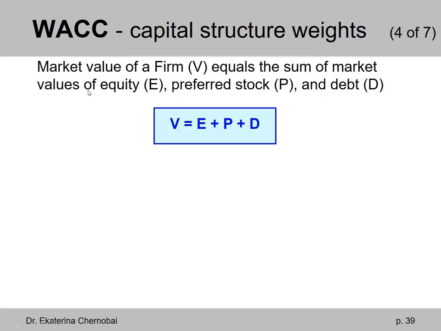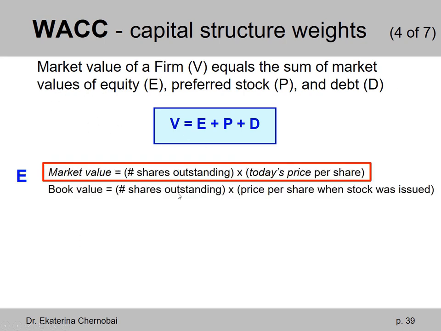So we say that the market value of a firm, which we denote by V, equals the sum of market values of equity, or E, preferred stock, or P, and debt, D. So V equals E plus P plus D, all in capital letters. What do we mean by market values? There's actually a difference between market value and book value.